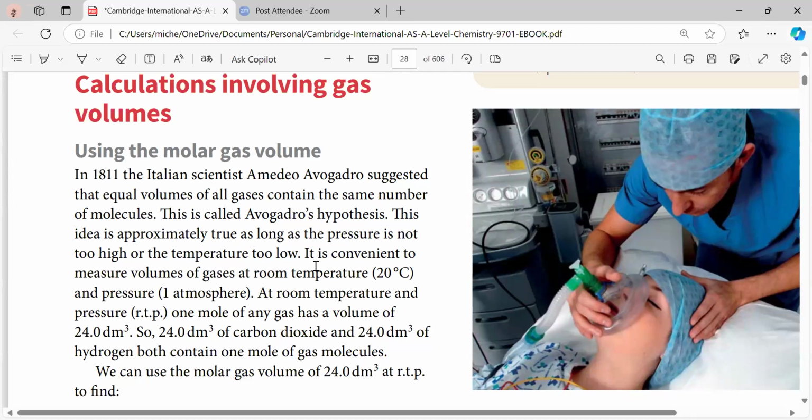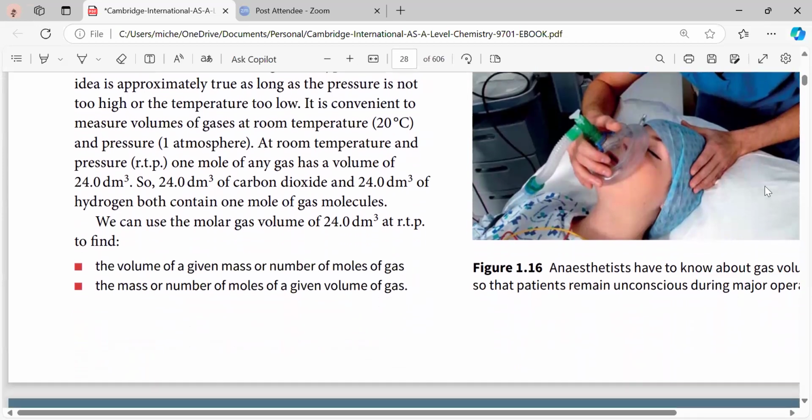This idea is approximately true as long as the pressure is not too high or the temperature is not too low. It is convenient to measure volumes of gases at room temperature and pressure at 1 atmosphere. At room temperature and pressure, 1 mole of any gas has a volume of 24 decimeter cube. So 24 decimeter cube of carbon dioxide and 24 decimeter cube of hydrogen both contain 1 mole of gas molecules. So we can use the molar gas volume of 24 decimeter cube at RTP to find the volume of a given mass or number of moles of gas.